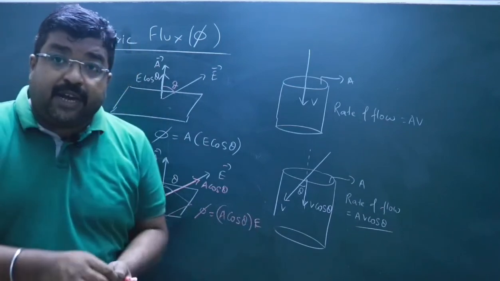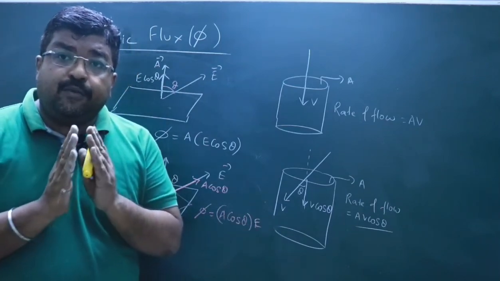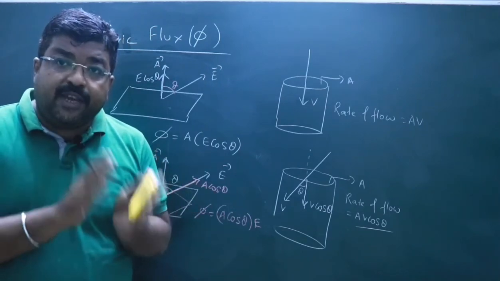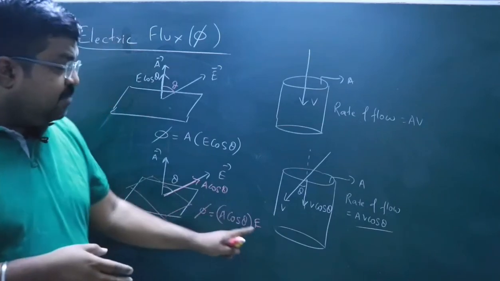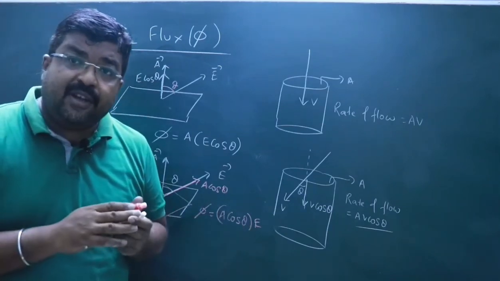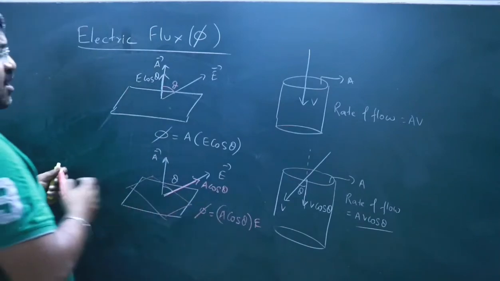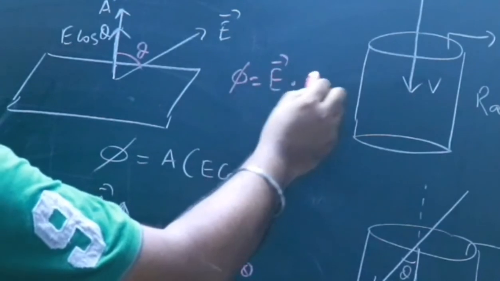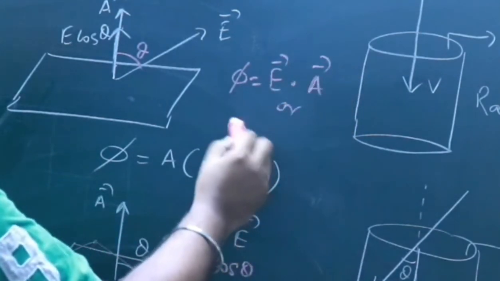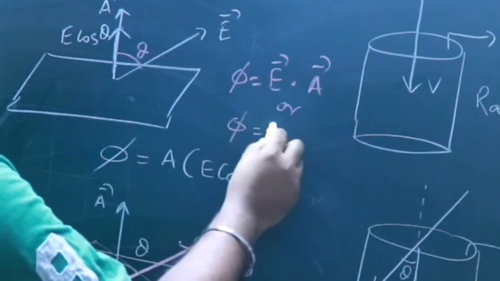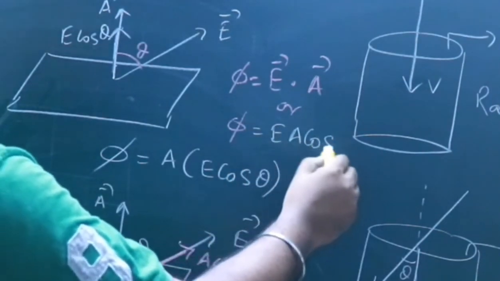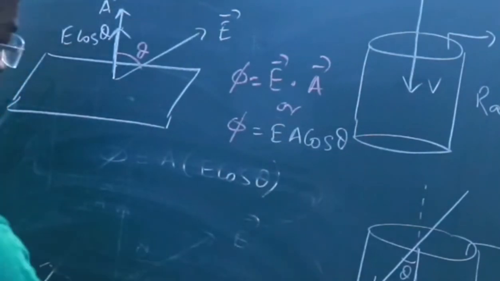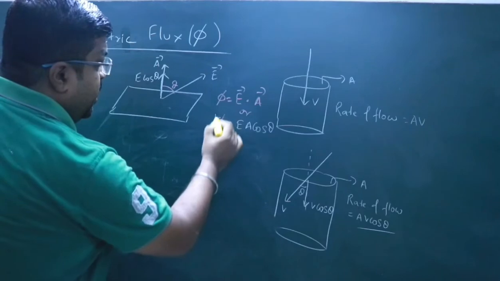So the idea is either you take the component of electric field in the direction of the area vector and then multiply the two quantities, or you take the component of the area vector in the direction of the electric field and then multiply the two quantities to get the electric flux. Now from this I can generalize the expression for flux as phi is equal to E dot A, or I can write it as phi is equal to EA cos theta.